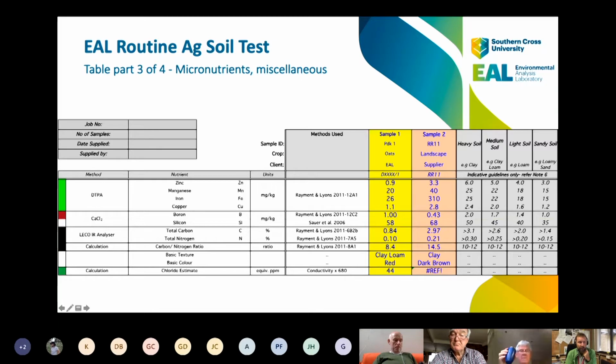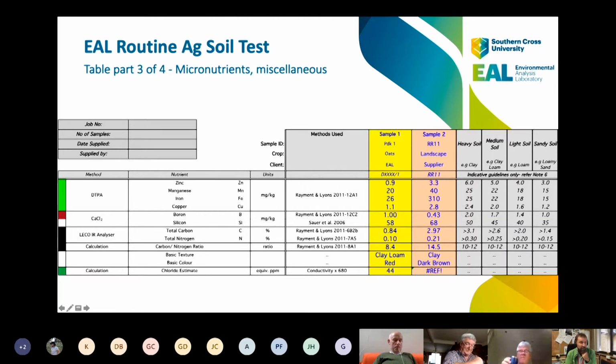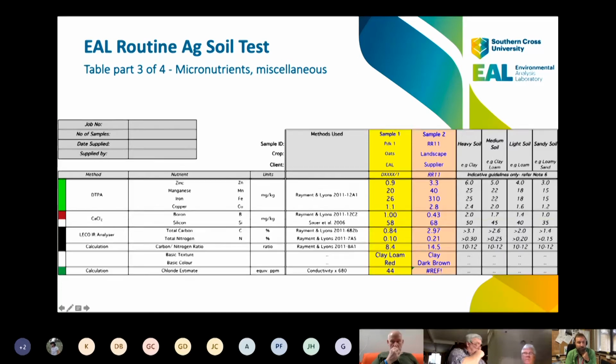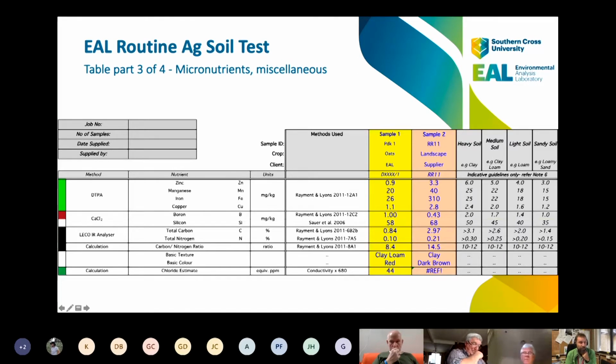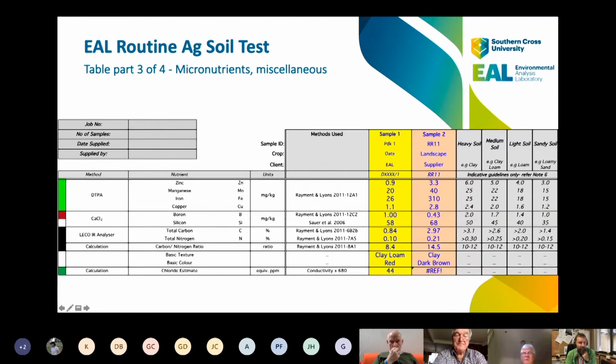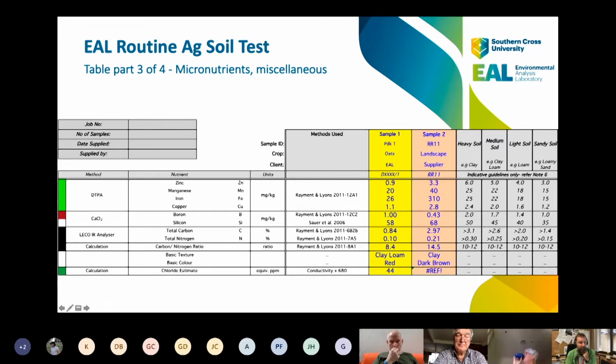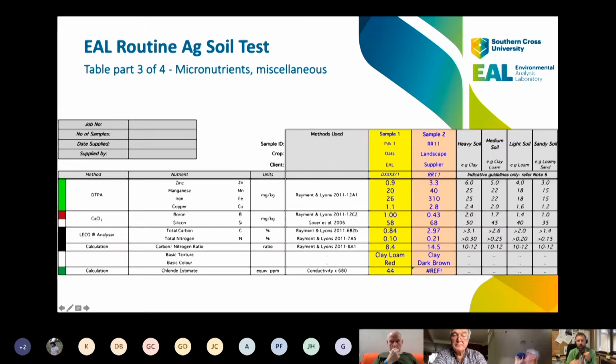And like I was saying, for your oats is somewhere between medium and light, but in your case, because you're taking your 30 centimetre profile, I'll be taking it back towards your light and your sandy. And here for the oats, I'm saying zinc's deficient, manganese pretty fine, iron no problem, copper a little bit low, nothing to panic about, boron a little bit low, nothing to panic about, silicon fine, and then we start moving on to your carbon.